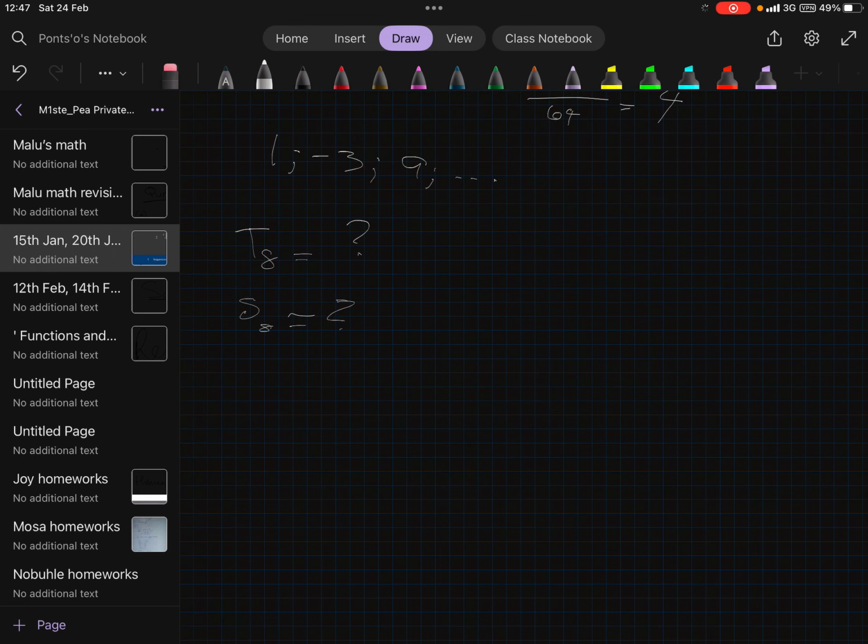So if we have a sequence of 1, -3, 9, and we have to first determine its formula, where do we start? We have Tn equals a to the power r to the power n minus 1. No, it's Tn equals a times r to the power n minus 1. Yes, that's correct. Thank you. So I have some notes.